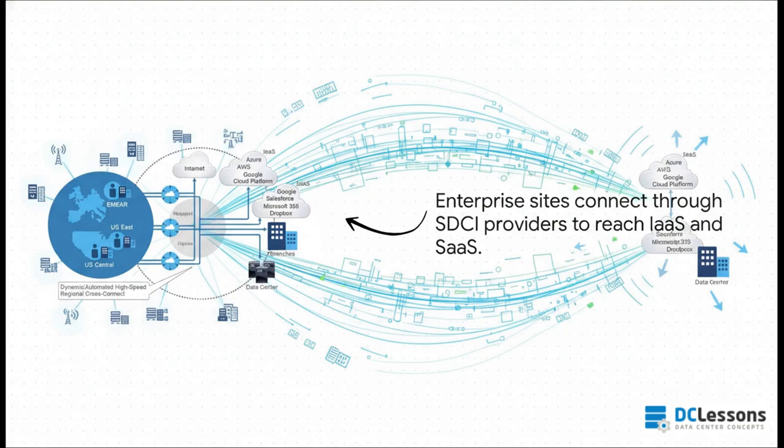And this diagram just illustrates that concept perfectly. Look over on the left, you've got your various enterprise sites. Now, in the middle, you see the SDCI providers, like Megaport and Equinix. They act as this dynamic middle mile. That's that critical piece between your corporate network and the cloud's front door. Your sites just connect to their nearest POP, and the SDCI provider handles the rest, giving you that high-speed, private connection directly to your cloud platforms. And you get to completely bypass the messy, unpredictable public internet.